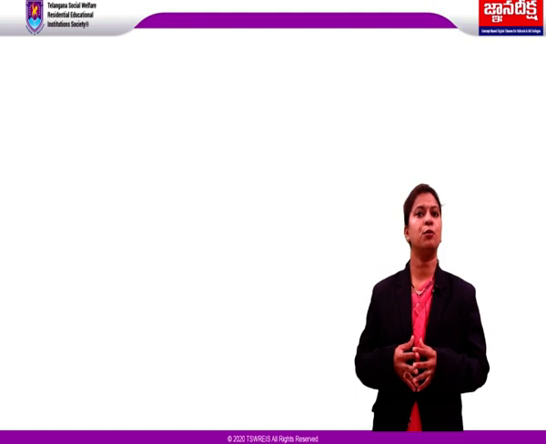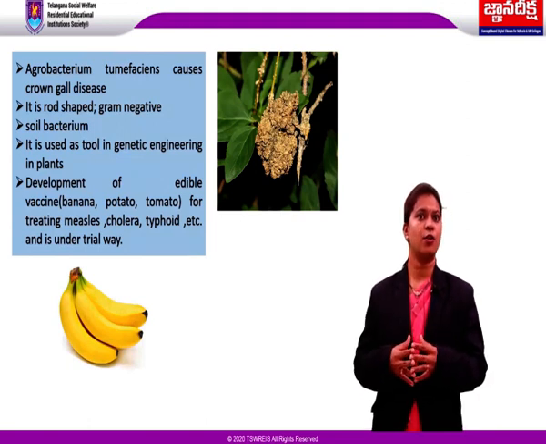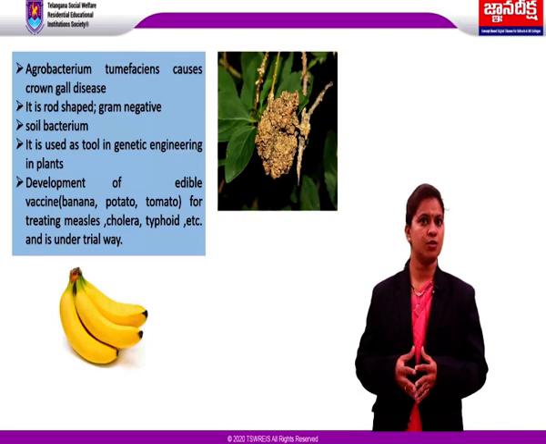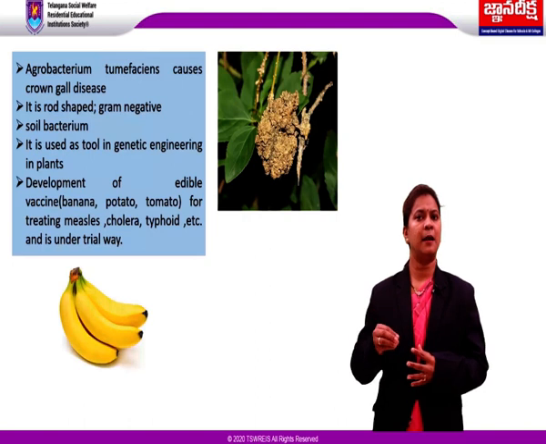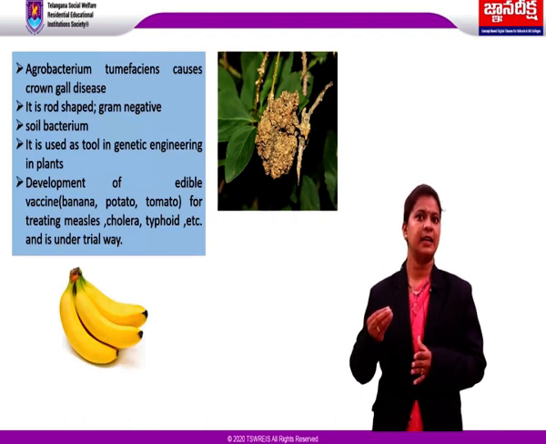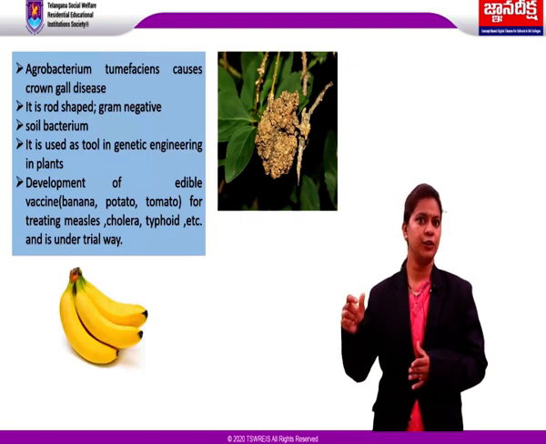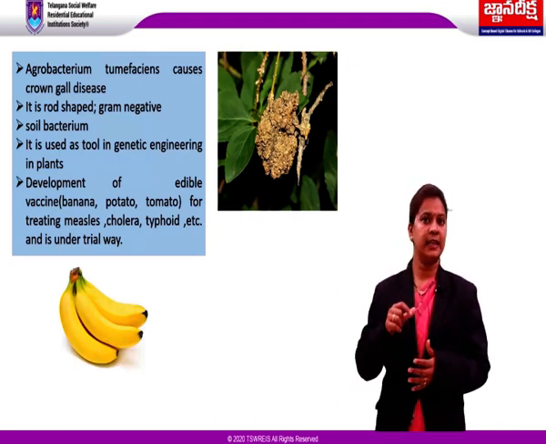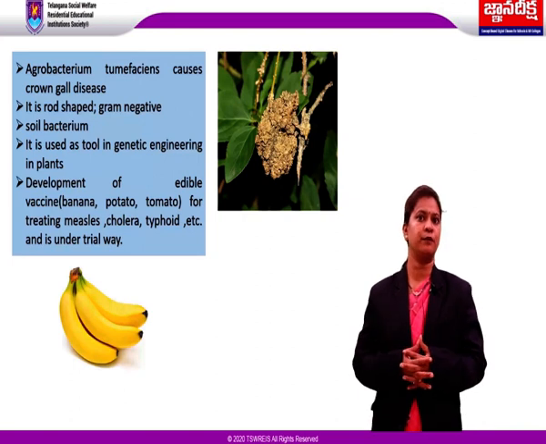The next example, Agrobacterium tumefaciens causes crown gall disease. It is a rod-shaped gram-negative soil bacteria. It is used as a tool in genetic engineering in plants. When this bacteria infects the damaged tissue part of the plant or any wound of the plant, it releases Ti plasmid into the plant cell. Ti stands for tumor inducing. It is going to cause tumors in the plant. Through this technique, the Ti gene is replaced with some other useful gene, which helps in improvement of the crop yield and quality.